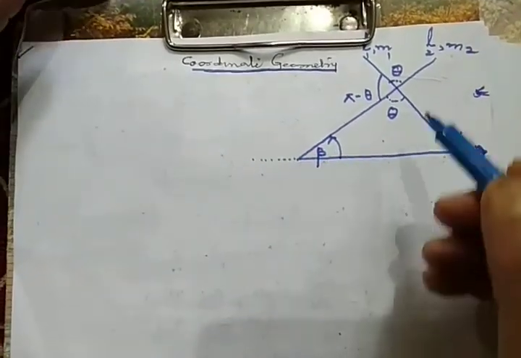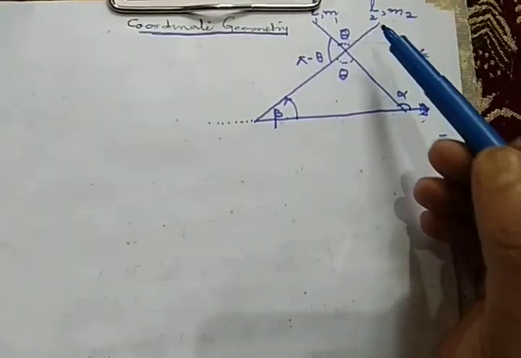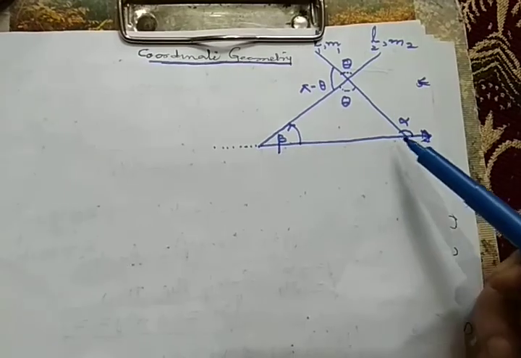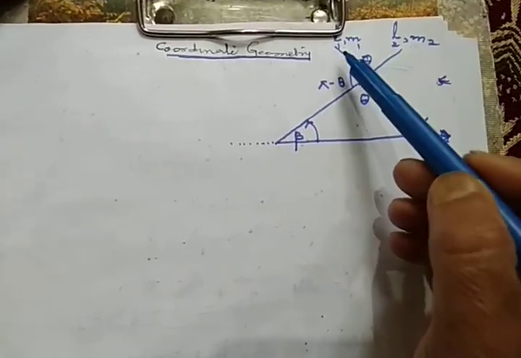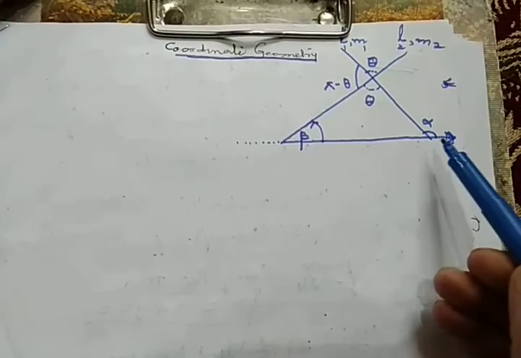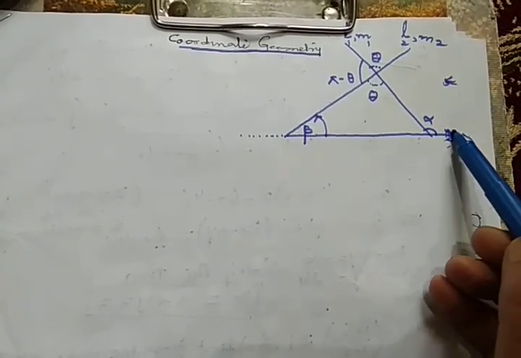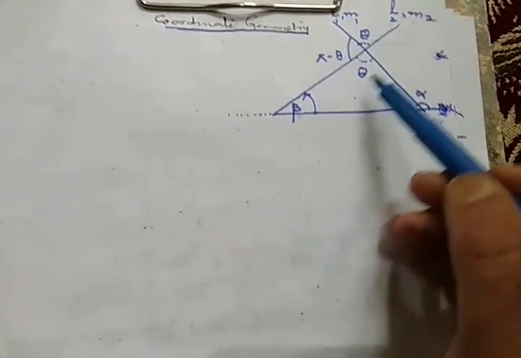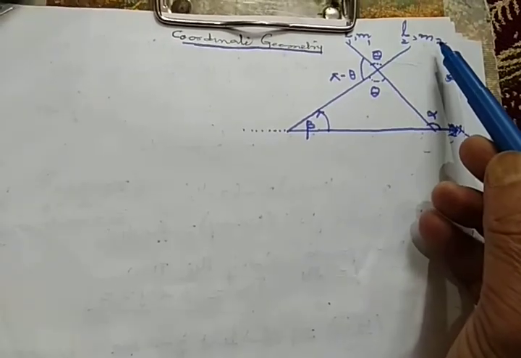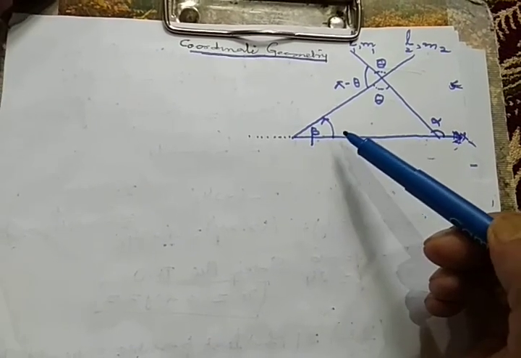Today we will discuss the angle between the two lines. For this, the diagram is as shown here. We have two lines, say L1 of slope M1, inclined at an angle alpha with the x-axis. This is our x-axis. And another line L2 with slope M2, inclined at an angle beta with the x-axis.